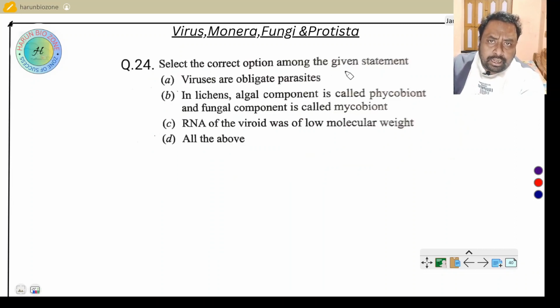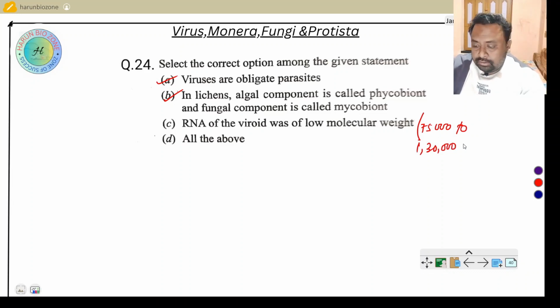Select the correct option among the given statements. Viruses are obligate parasites, definitely. In lichen, the algal component is called phycobiont and the fungal component is called mycobiont. The RNA of the viroid is of low molecular weight, near about 75,000 to 130,000 Dalton. So all of them are the correct answer.